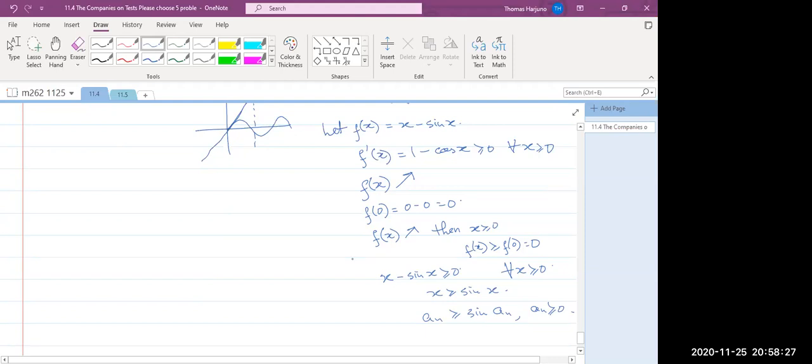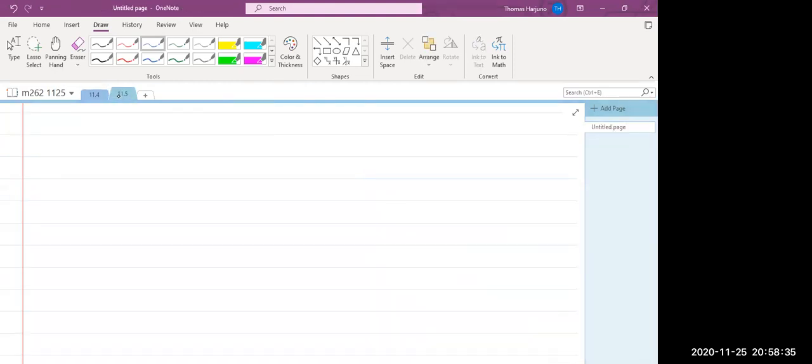So, question number 44 and number 45 are actually based on the same idea. I need to go to 11.5. Am I recording this? Yeah.